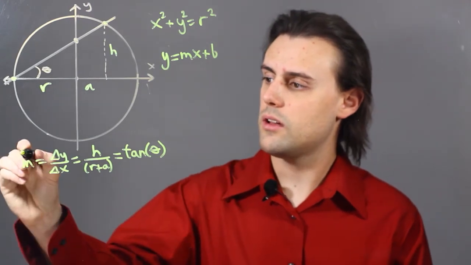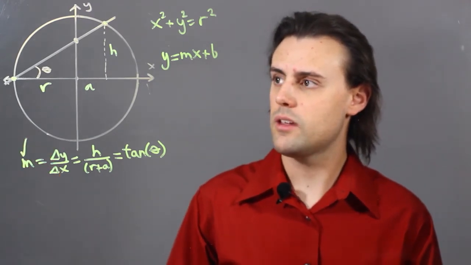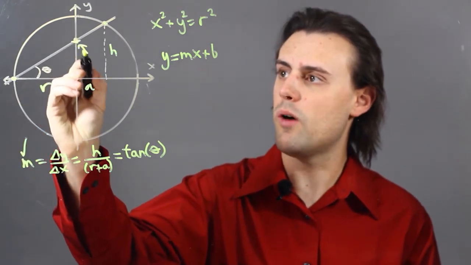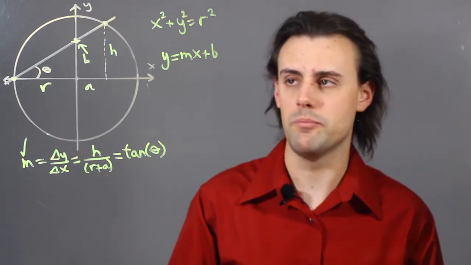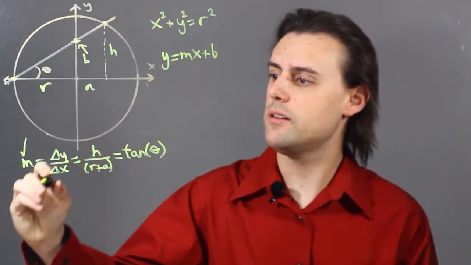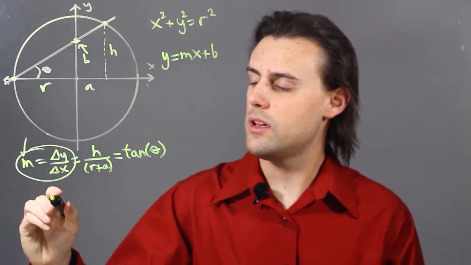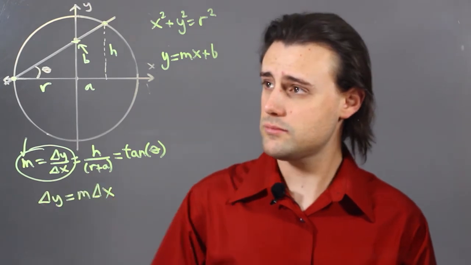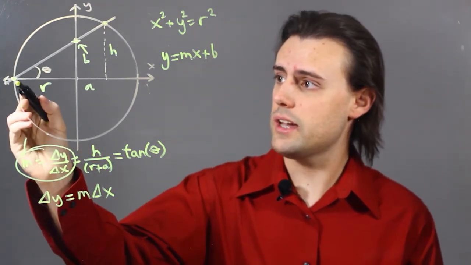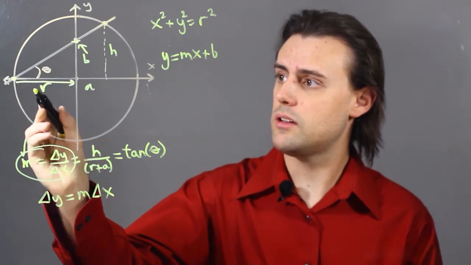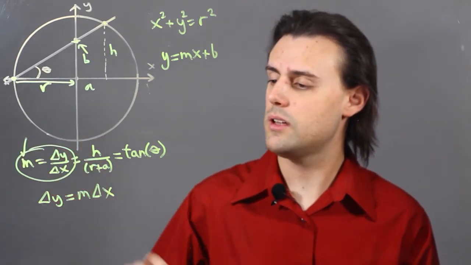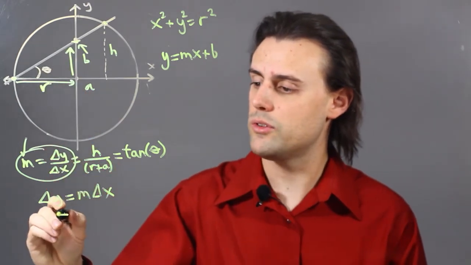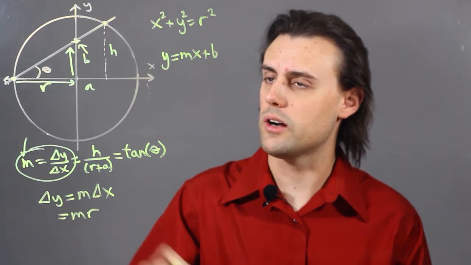So if we know the slope then, and we know one of the data points, we can actually calculate what this y-intercept denoted b would be. So what we have then is, if this is true, then we have delta y is equal to m times delta x. The change in x would actually be r, the radius. So this delta y, the change in height, would simply be m times r.